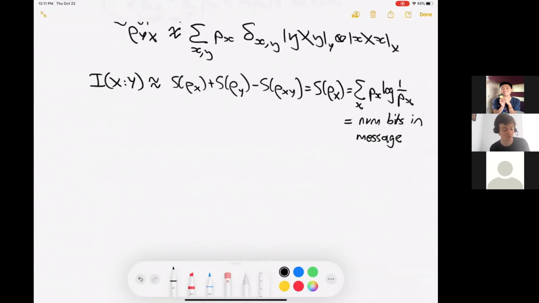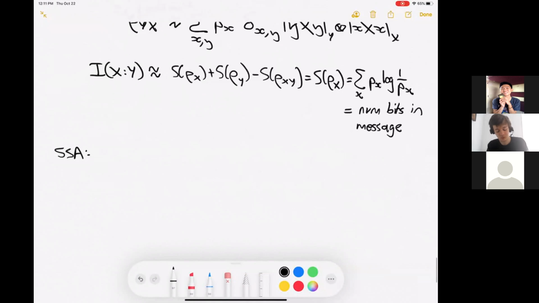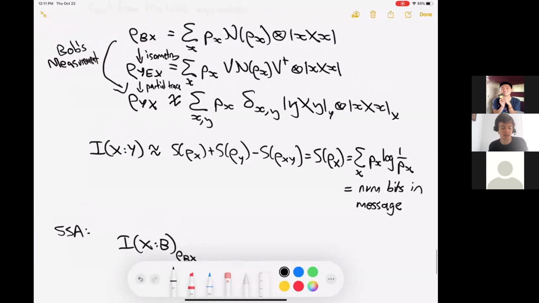Someone asked last time why strong subadditivity is important. Here is the place where strong subadditivity comes in. Basically any proof in quantum Shannon theory, in one direction, will normally involve doing something like this. We say: now consider the mutual information between x and b for the state rho bx. We want to compare that to other things.